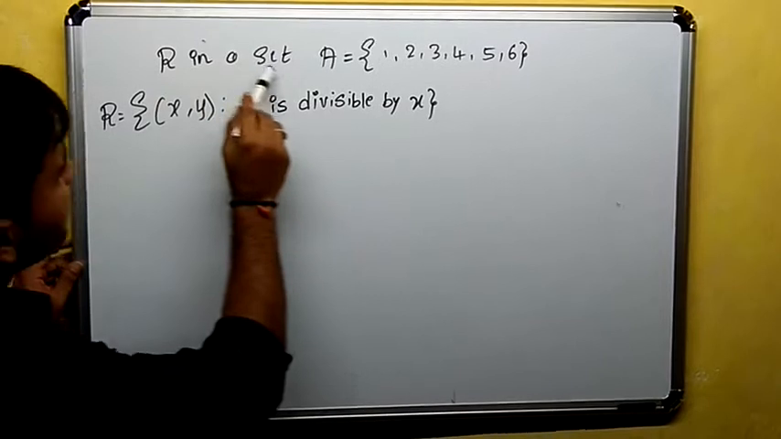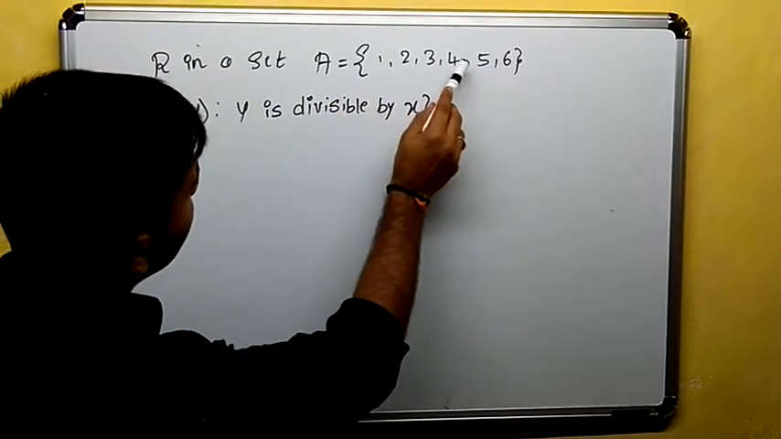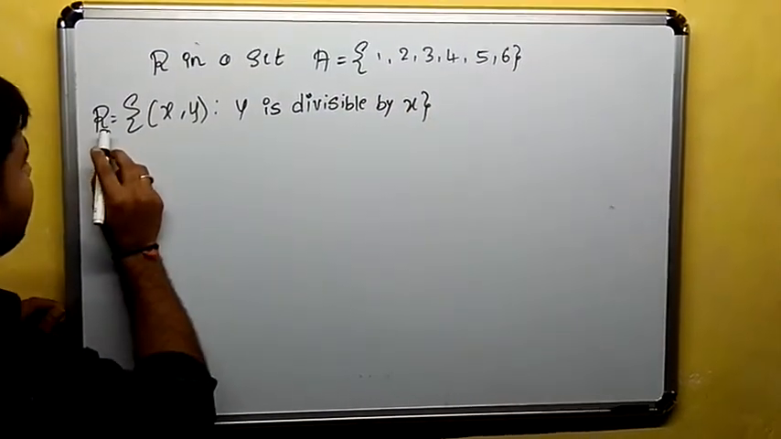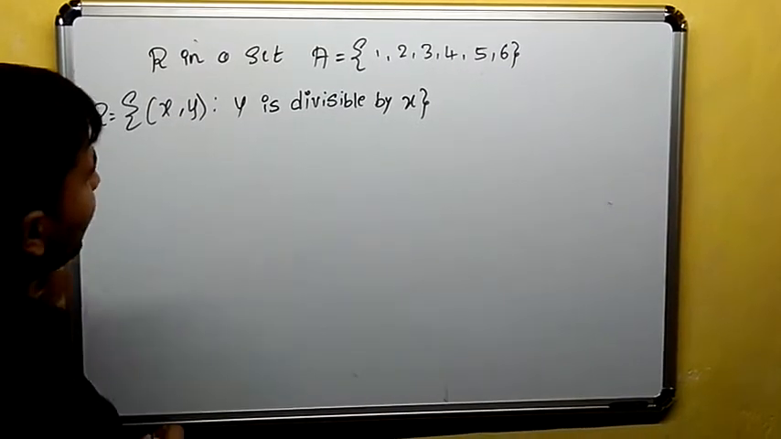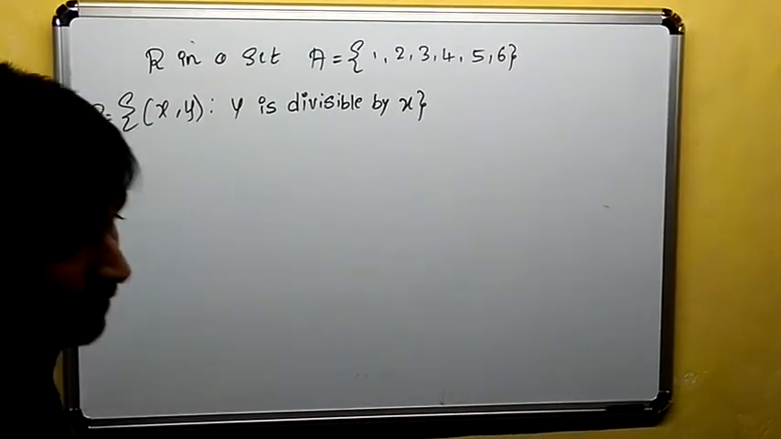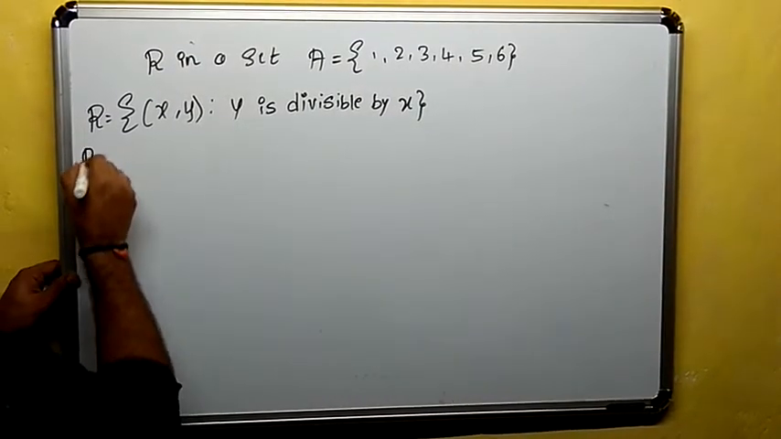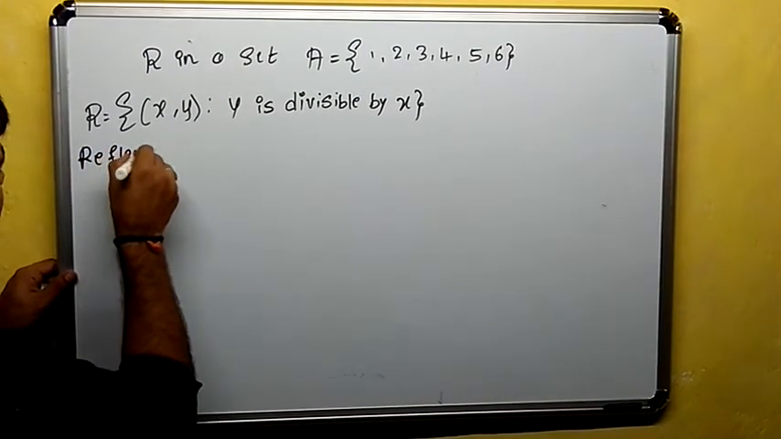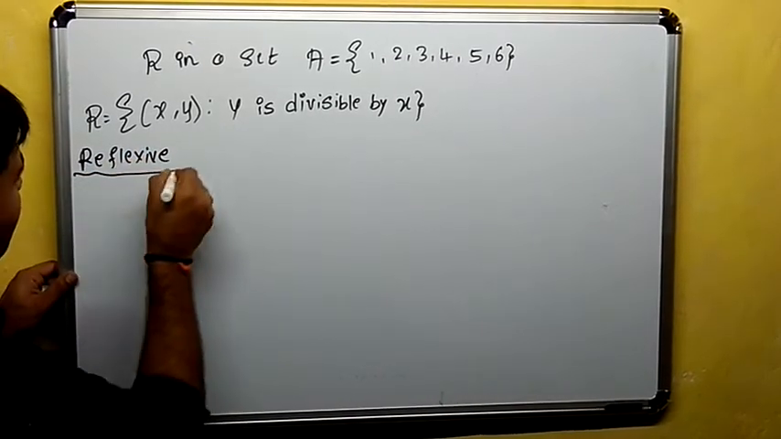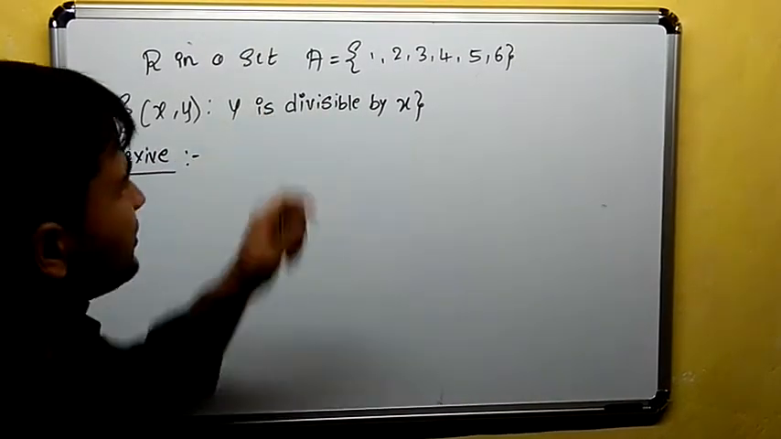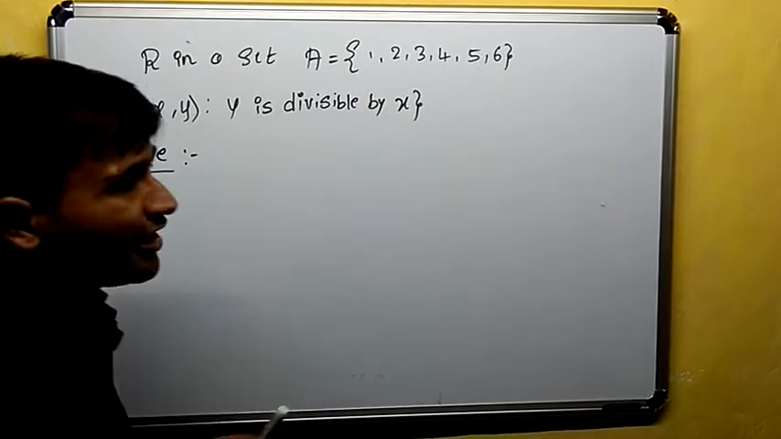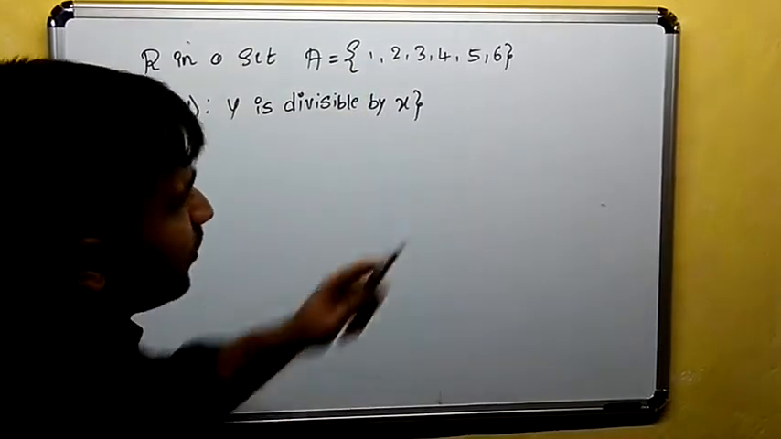A relation R in a set A = {1, 2, 3, 4, 5, 6} is defined as R = {(x, y) such that y is divisible by x}. Again we need to check whether this is reflexive, symmetric and transitive. Reflexive, I will consider the condition for reflexive. Here the difference is actually the set may be given as Z, R or anything. Here set A is {1, 2, 3, 4, 5, 6}.